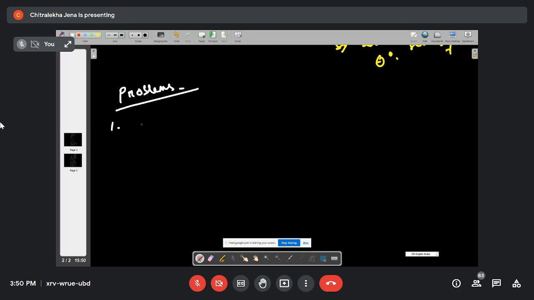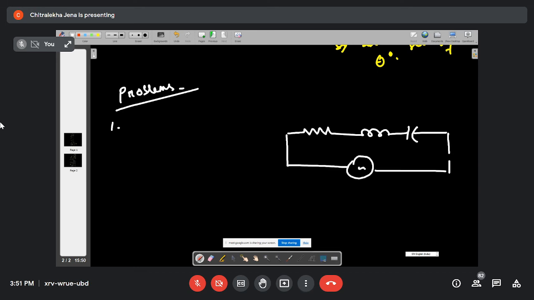We are having a coil of resistance. I will not dictate everything. I have less time, so I will draw the circuit. Okay, you draw the circuit. For this circuit, coil of resistance 12 ohm, inductive reactance XL equal to 25 ohm, capacitive reactance XC equal to 41 ohm. Here we are providing a 230 volt, 50 hertz supply.